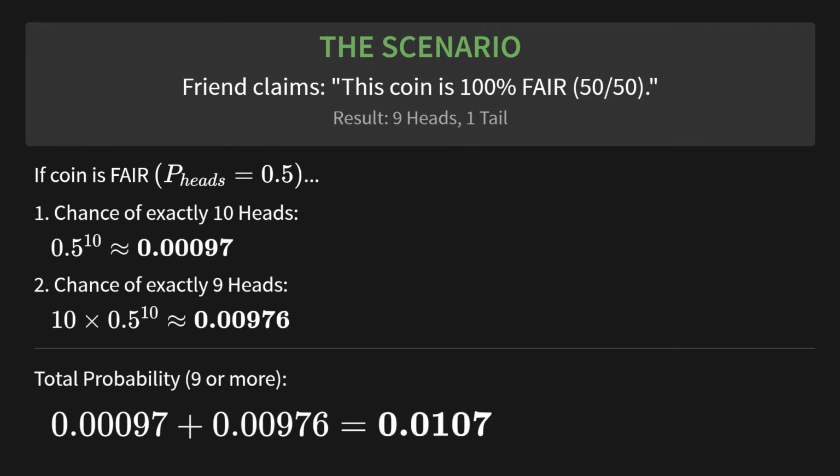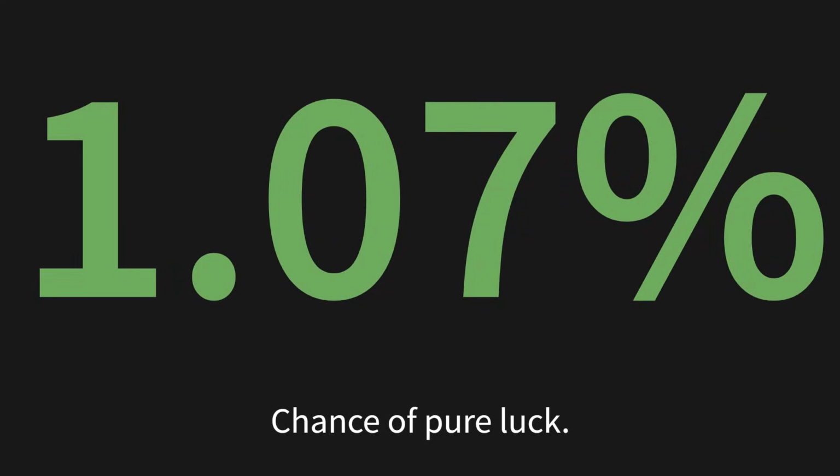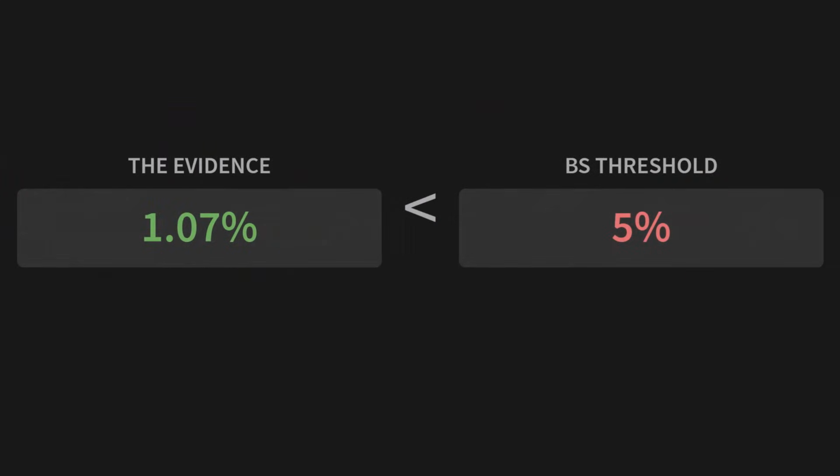0.00097 plus 0.00976 gives us our magic number, 0.0107. That's it. There is only a 1.07% chance that this happened because of pure luck. So now we have our evidence. Our 1.07% is what we compare against our BS threshold. And in science, that's usually set at 5%.